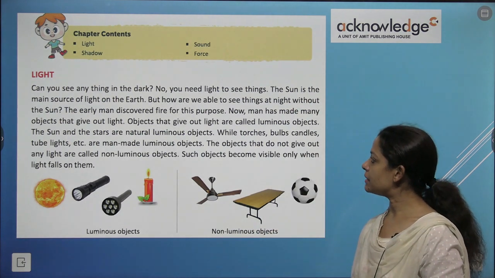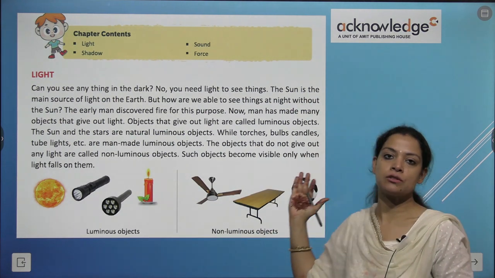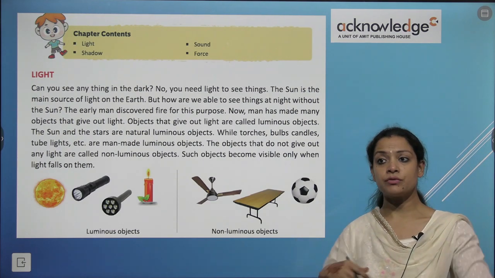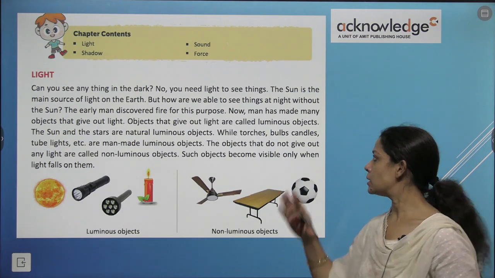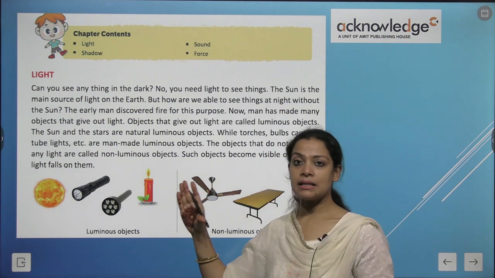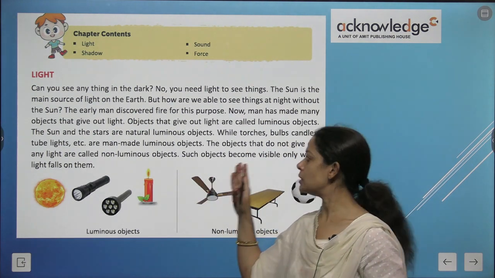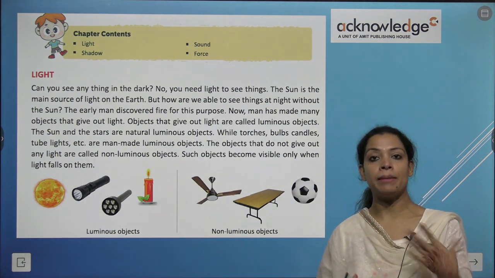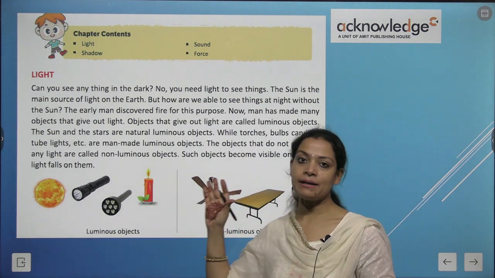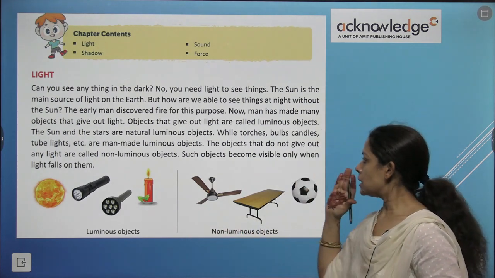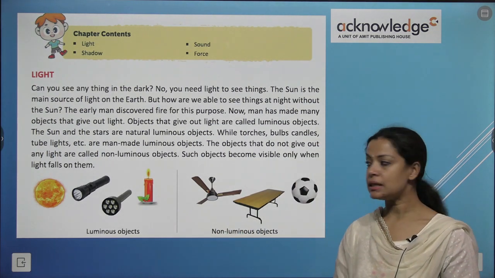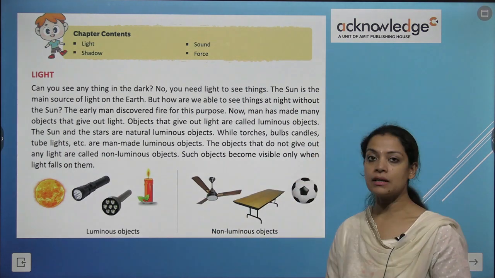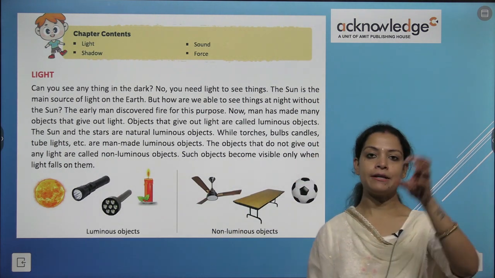So objects that give out light are called luminous objects. So these kind of bulbs and electronic devices which give out light are called luminous objects. The sun and the stars are natural luminous objects. While torches, bulbs, candles, tube lights which are man-made, they are called man-made luminous objects. Now the objects that do not give any light, they are called non-luminous objects. Such objects become visible only when light falls on them.